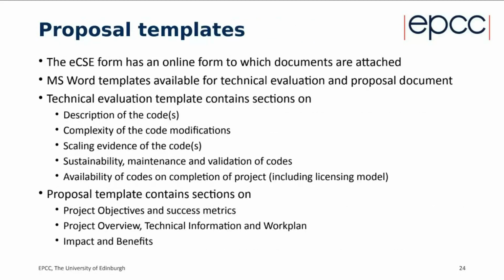There are two main templates which are used. One is for the technical evaluation, which contains sections you need to fill in to describe the code, give a brief overview of the complexity of code modifications you'll use, and a section on the scaling evidence. That's the thing you'll want to look at quite early on to make sure that you've got all the scaling evidence you need for your code. There's a section asking about sustainability, maintenance, and validation of codes. And then there's also a section asking about the availability of codes on the completion of a project. What's the licensing model and so on.